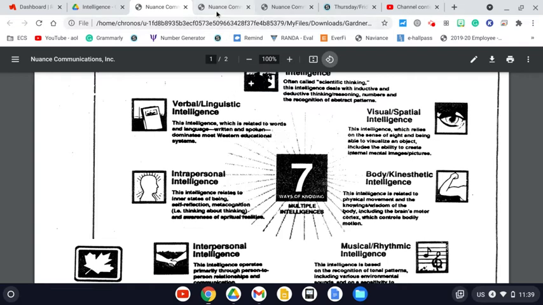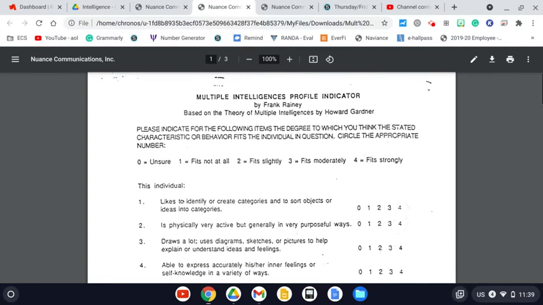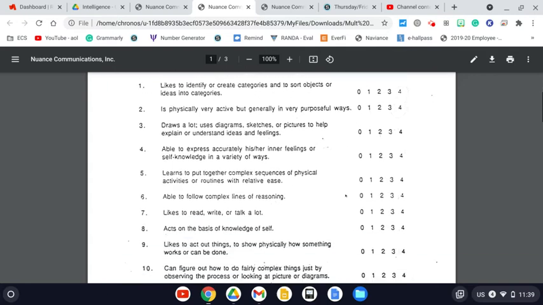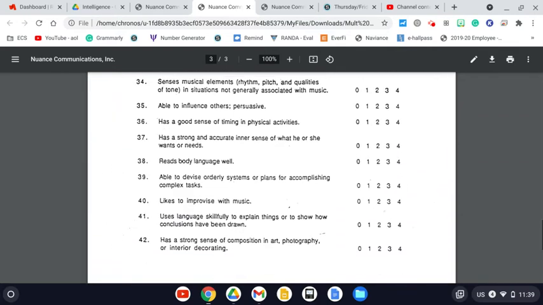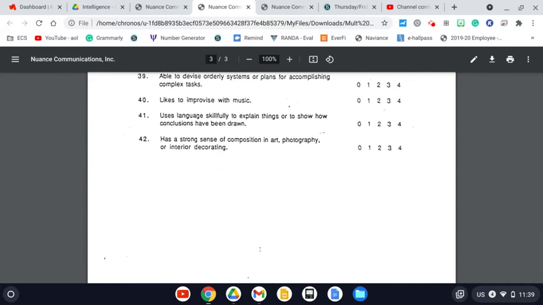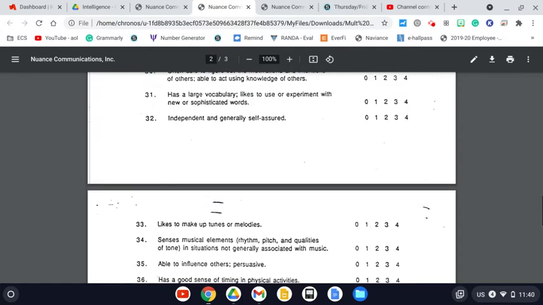Once you've watched the video and once you're ready to take the quiz, then you're going to open up the multiple intelligence profile indicator in Kami, and that way you can circle your answers, okay? Now, there's a lot of vocabulary in these, I think it's something like 42 questions. So you may have to look up what they mean on some of these things.